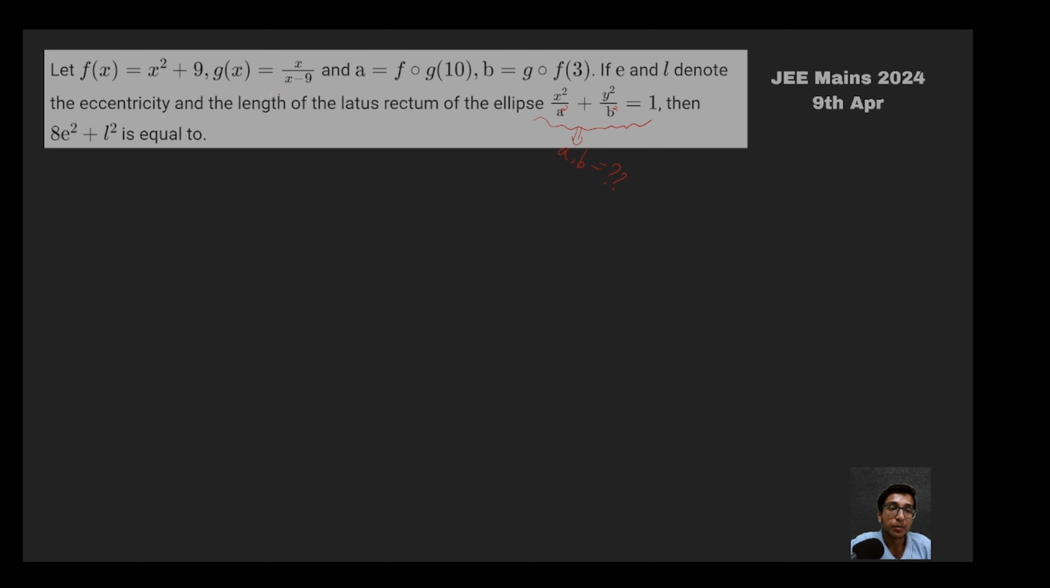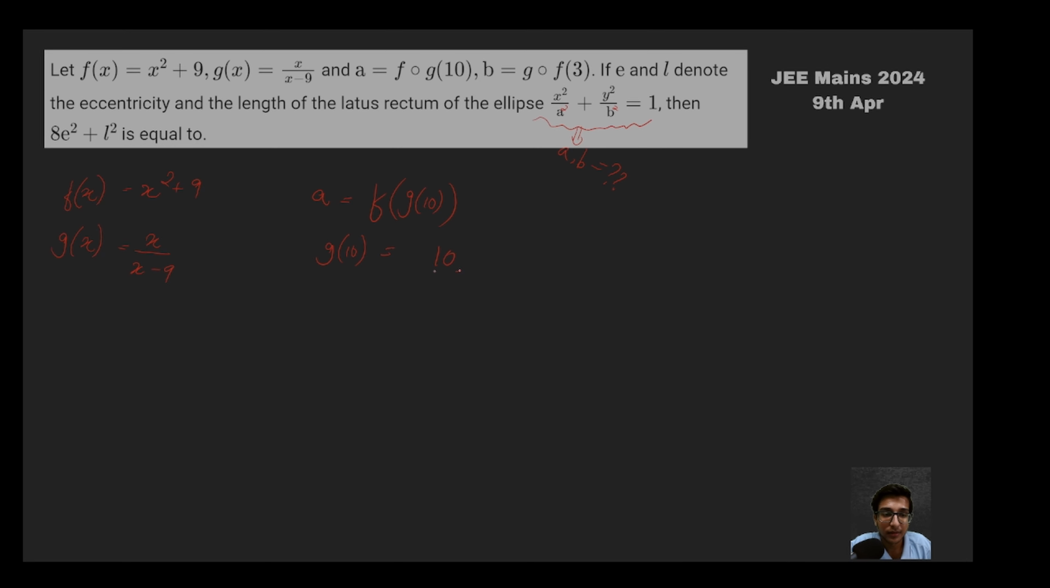So again, a combination of functions and ellipse. Let us try to solve this question. Since we know f of x is equal to x square plus 9, g of x is equal to x by x minus 9, and we know a has been given to us, which is f of g of 10.